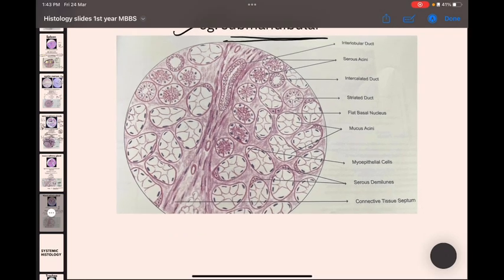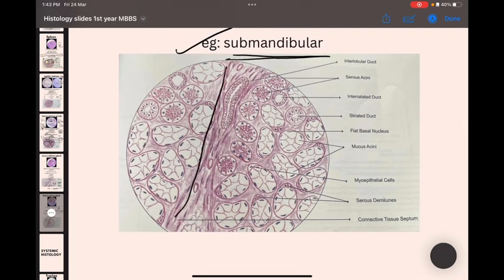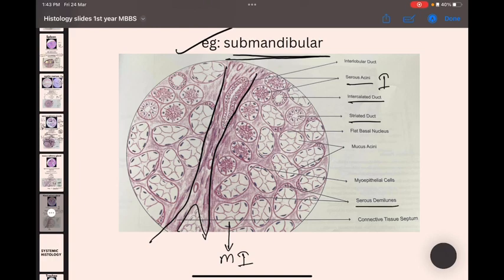Example, submandibular. See, this is connective tissue septa. Now, this is a mucous acini. Okay, mucous acini, and then striated duct, intercalated duct, serous acini, individual. Okay, individually this is also individual. Now, serous demilunes over the mucous acini.